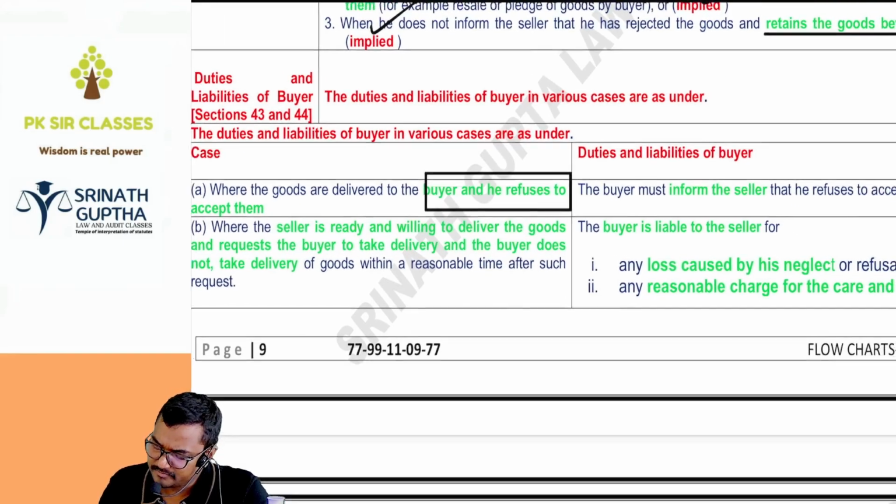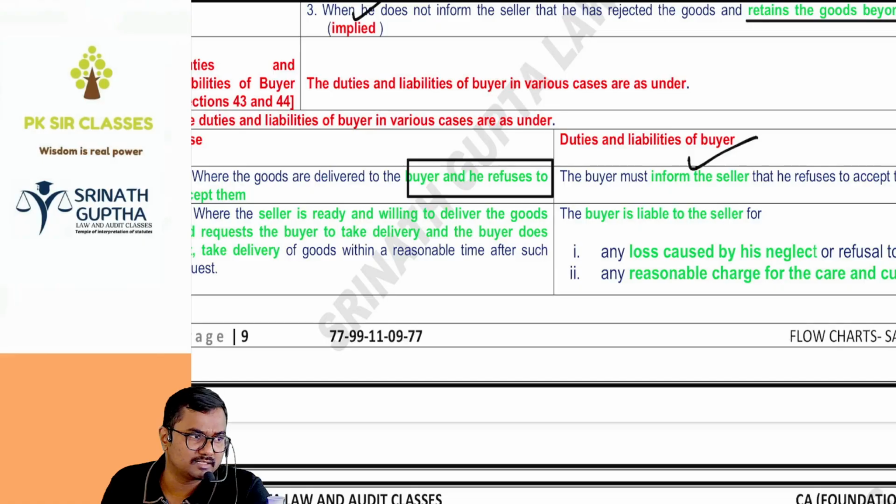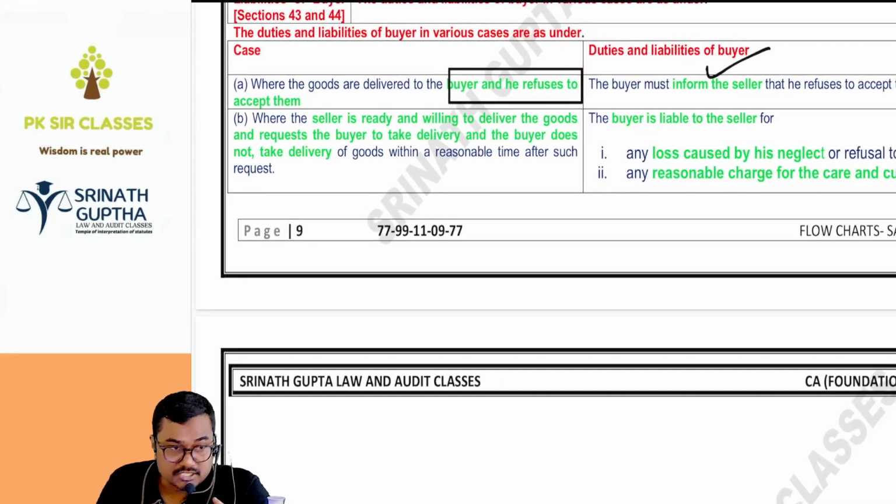What is his duty? Inform the seller, "I don't want the goods. Please take back your goods because it is not as per the contract." And last point, the seller is ready to deliver the goods, but the buyer is not taking the delivery on time.